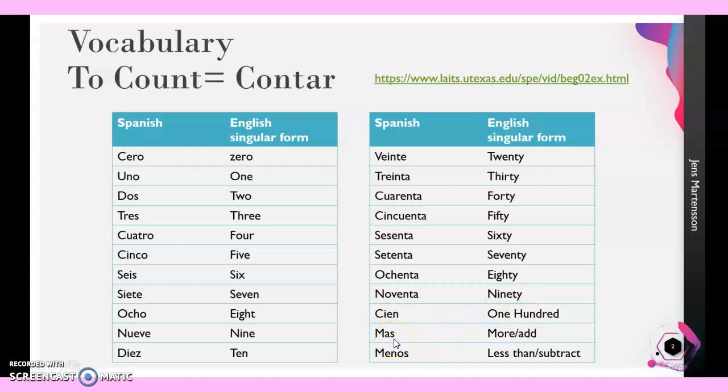Más, when it comes to numbers, means more or add. Menos means less than or subtract. This will also be covered in a future lesson. For now, we're just introducing the vocabulary because we will see it here in a few minutes.